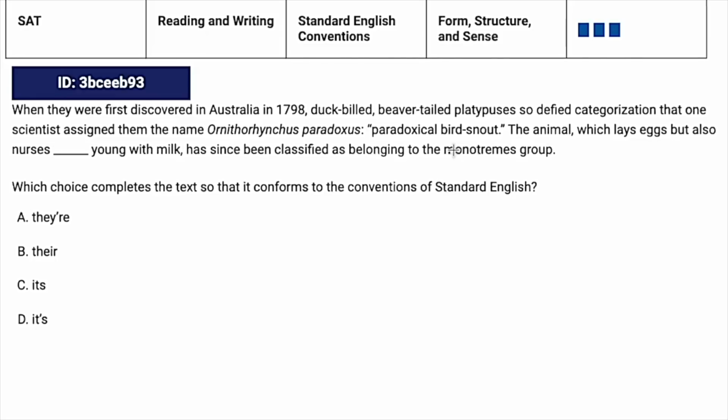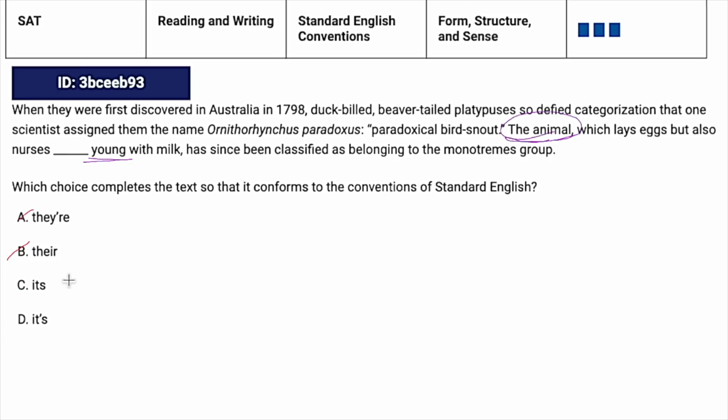The animal which lays eggs but also nurses blank young with milk. Okay, so here it seems pretty clear to me that the antecedent is the animal, right? Nurses young with milk, because it does say the animal, singular. So I would want it, right? Now, in this case, we have two different options, and both of them are its, because we're saying its young, the young that belong to it. Its young being its babies, basically. Then the question becomes, which one of these its is the its that I want?